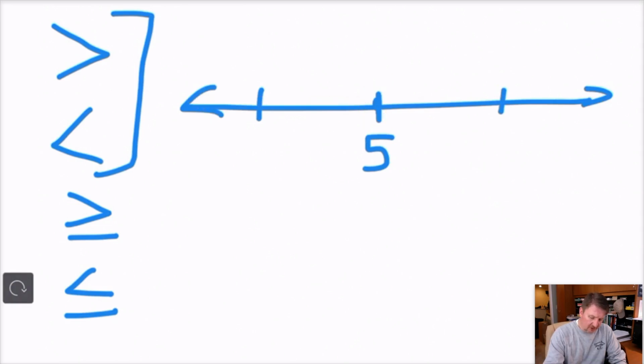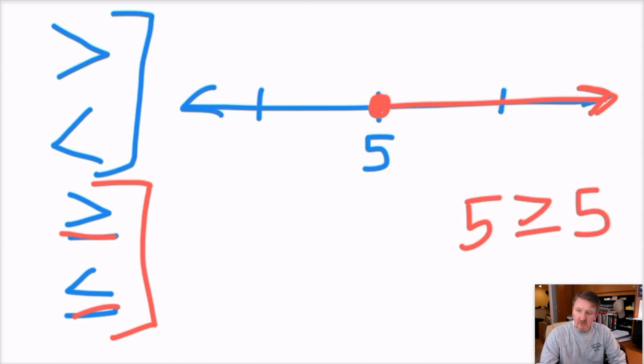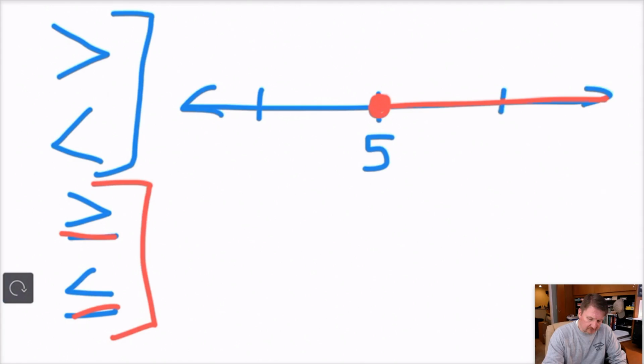Now, when we start talking about these symbols here, with the equals sign underneath it, with this little line, our circle is different. If I say something is greater than or equal to 5, I draw a filled in circle, and then my arrow. So the difference is now that I have a filled in circle, that 5 is part of my solution. I can say 5 is greater than or equal to 5, because one of the solutions would be that 5 is equal to 5. Okay, so that's how that works.